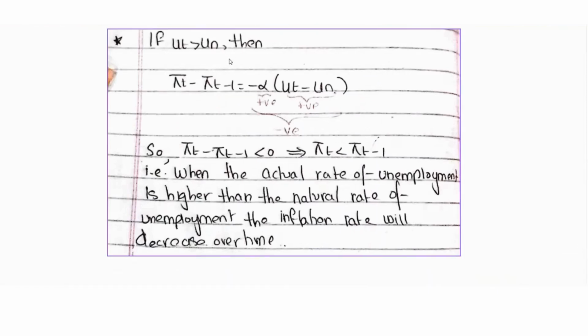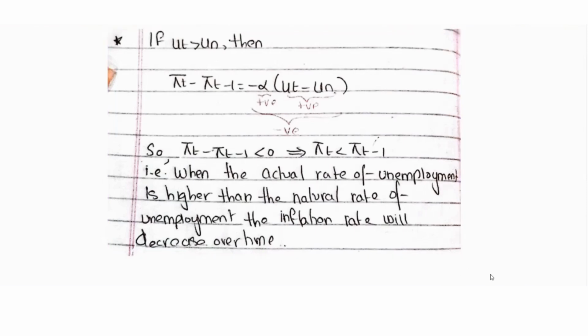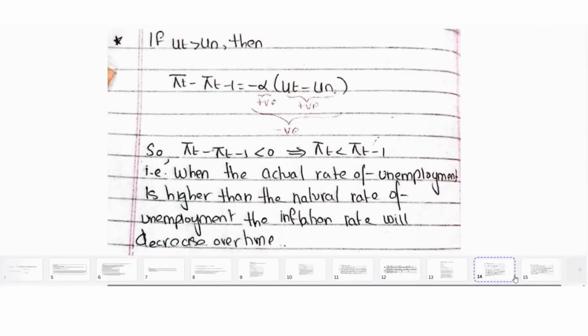Similarly, we can do it for if ut is greater than un. Then we know pi t minus pi t minus 1 is minus alpha times ut minus un. Alpha is again a positive parameter. Now, because ut is greater than un, ut minus un is positive. So overall, this is minus, plus, plus, so overall this is negative. So pi t minus pi t minus 1 here is less than 0, and thus it follows pi t is less than pi t minus 1. Even if the actual rate of unemployment is higher than the natural rate of unemployment, the inflation rate will decrease over time, because inflation in any year t is less than inflation in year t minus 1. So here again, you don't just have lower inflation, you have decreasing inflation.